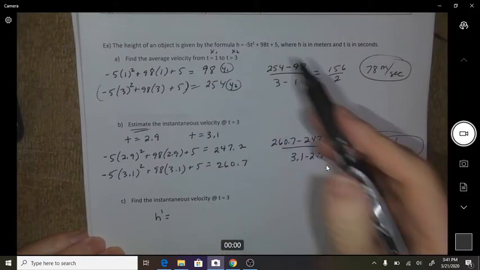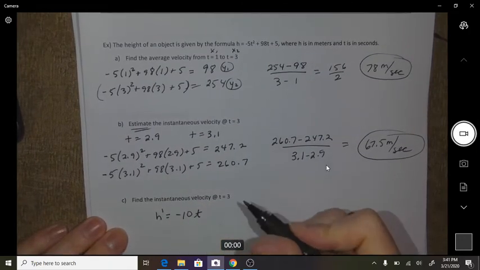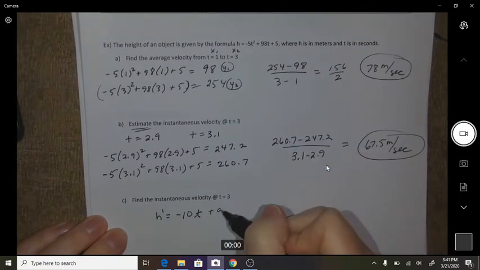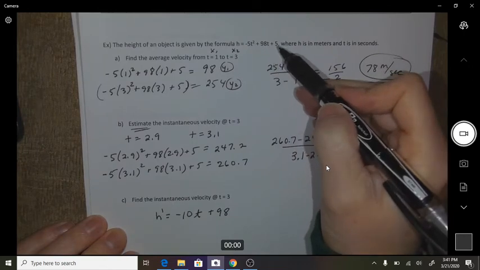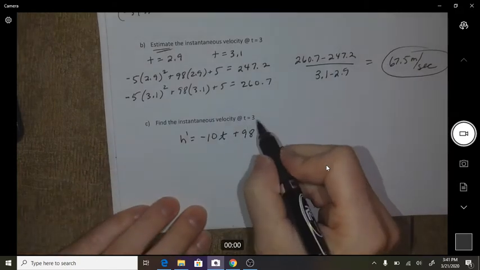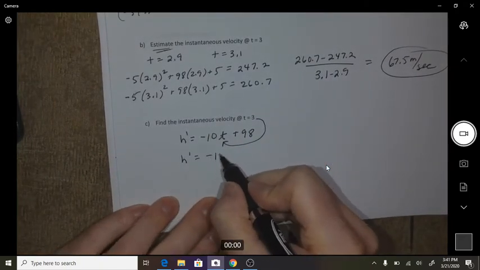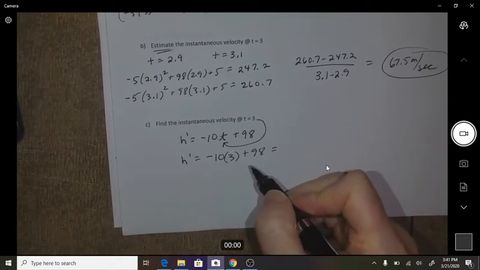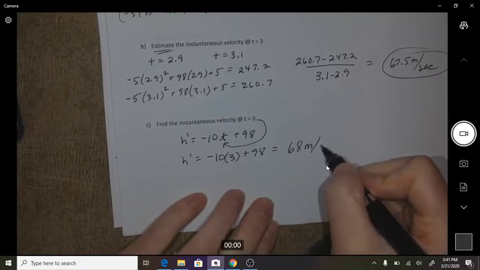So the derivative is negative 10 t, and then if I derive this one, I get 98, and then obviously t to the 0, and then if I derive that, it's 0. So now when t is 3, I input the 3, so negative 30 plus 98 is 68 meters per second.